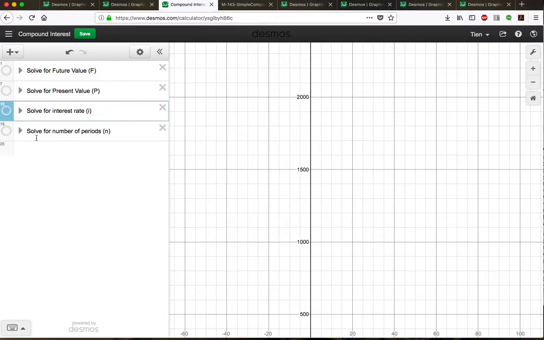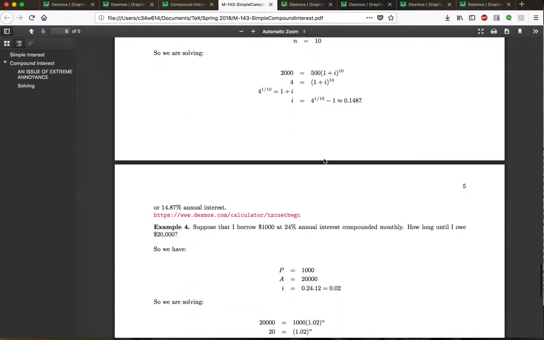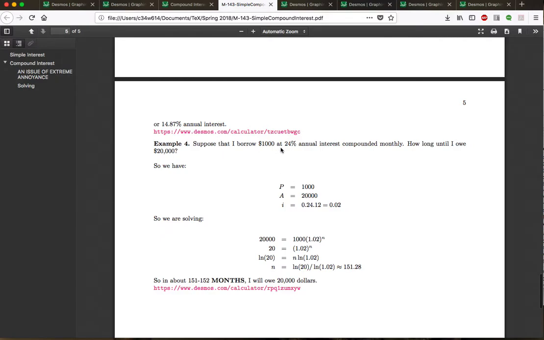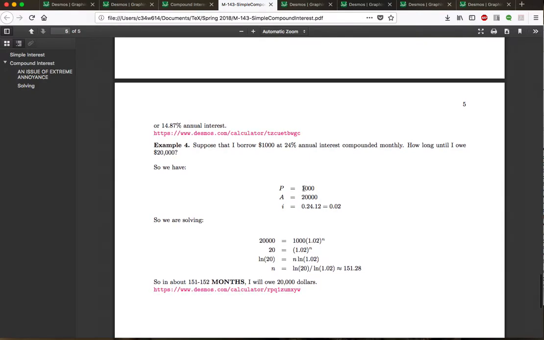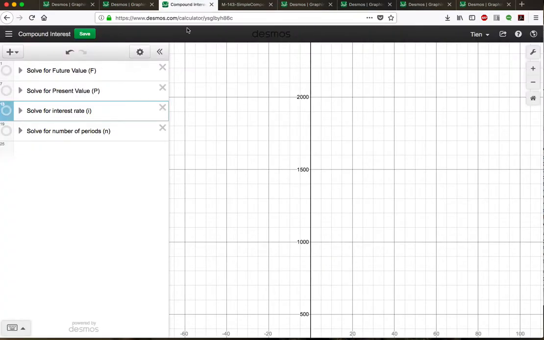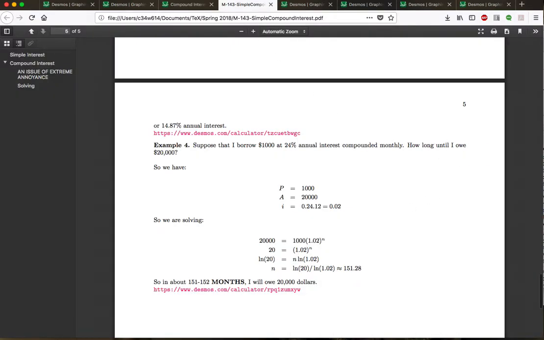And so you might also care about how long it will take for your money to grow to a certain value. So let's say you borrow $1,000 at 24% compounded monthly, and how long will it be before you owe $20,000? Well, you take your $1,000, that's your present value. In the future, you owe $20,000, and that's at 2% a month, really. And so what we'll see here, right, because it's compounded monthly, 24%.